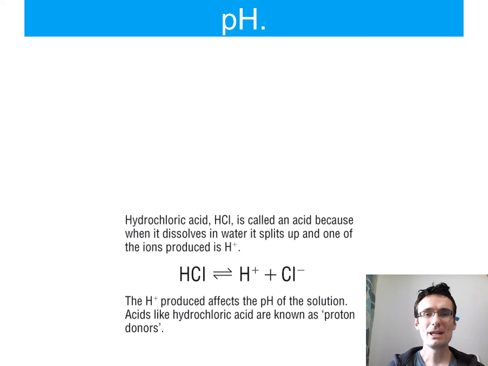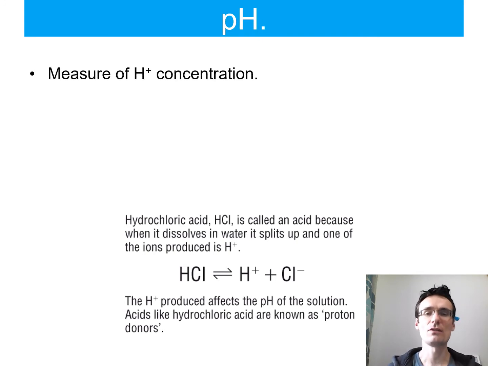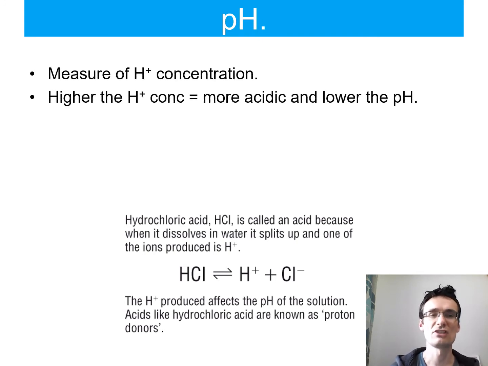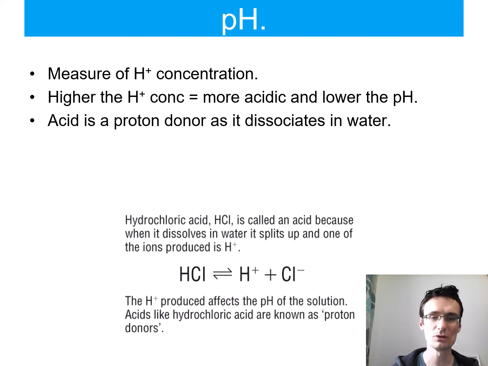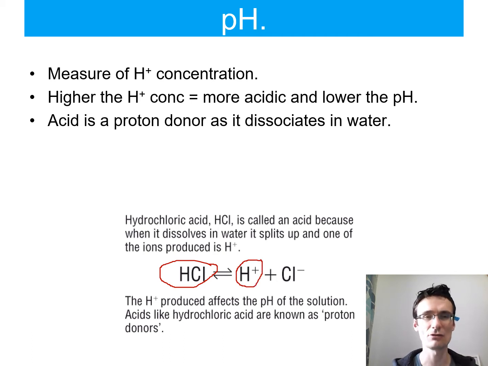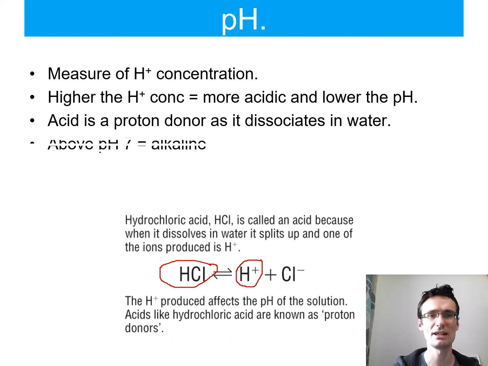So, just to remind you what pH actually is, pH is a measure of the hydrogen ion concentration in a solution. So the higher the hydrogen ion concentration, because acids are proton donors, the more acidic the solution is, and the lower the pH is. Acids are called proton donors, and when they dissociate in water, when they're dissolved, they release H plus ions. If you look at hydrochloric acid, when it's dissolved in water, it always fully dissociates to release all its H plus ions and obviously Cl minuses, and that's because it's a strong acid. A weak acid only partially dissociates.